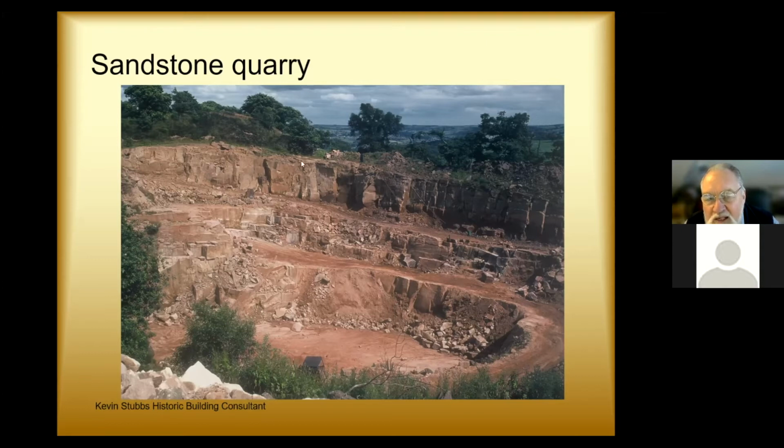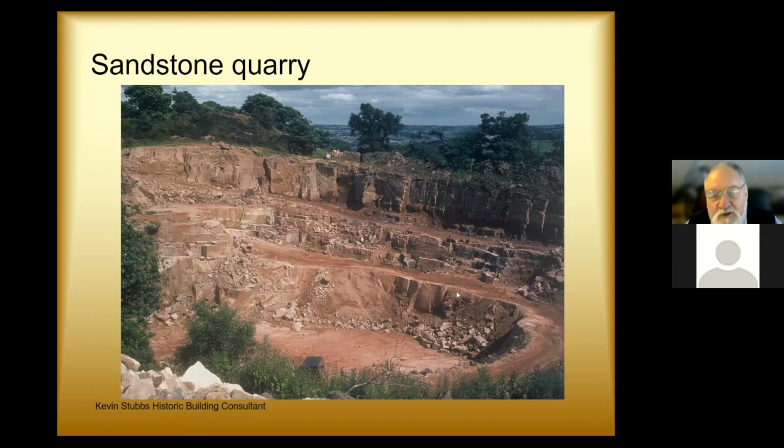The top beds tended to be used more for rubble work. The lower beds, much finer grain material, older in geological time, were used for the fine ashlar work. And so the quarries were worked within their strata.